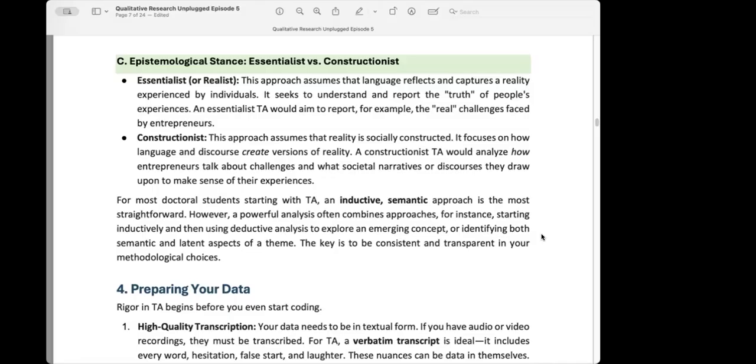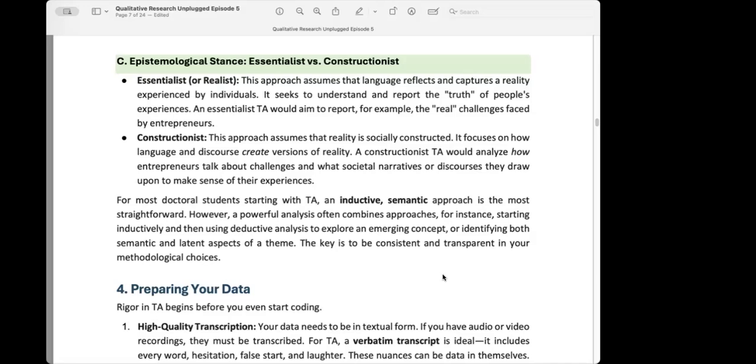In simple terms, yes. In contrast, a constructionist perspective assumes that reality is not objective in that way, but is actively shaped, negotiated, and created through language and social interaction, through discourse. This approach focuses on how language and discourse construct versions of reality, knowledge, and identities. So language creates reality rather than just reflecting it.